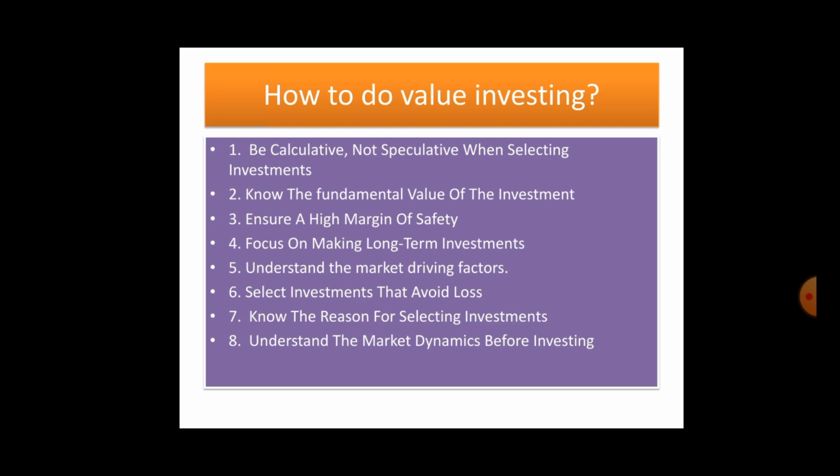Coming to number 6, that is select investments that avoid loss. The legendary investors said that the United States was still recovering in the Great Depression of 1930. During this period, one out of four workers had lost their jobs, over 4,000 banks had failed, and the stock market had lost almost 90% of its value.